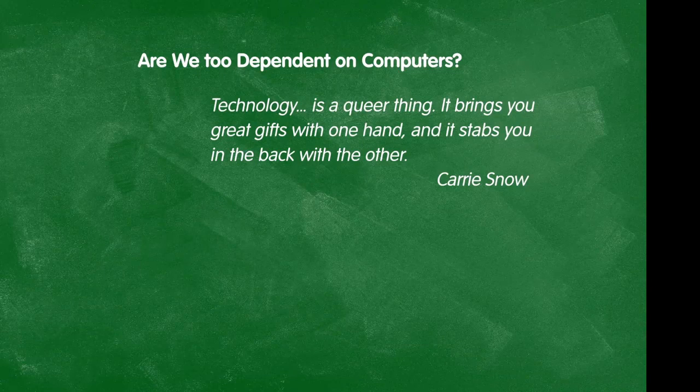Now, to heighten our reader's interest, we may provide a quotation before the start of our article. Recently, I found the following one. "Technology is a queer thing. It brings you great gifts with one hand and it stabs you in the back with the other." And this quote is from Carrie Snow. Now, this is pretty interesting, and it really summarizes, it lets the reader know kind of what my article is going to be about. So it's okay if I include it at the beginning.